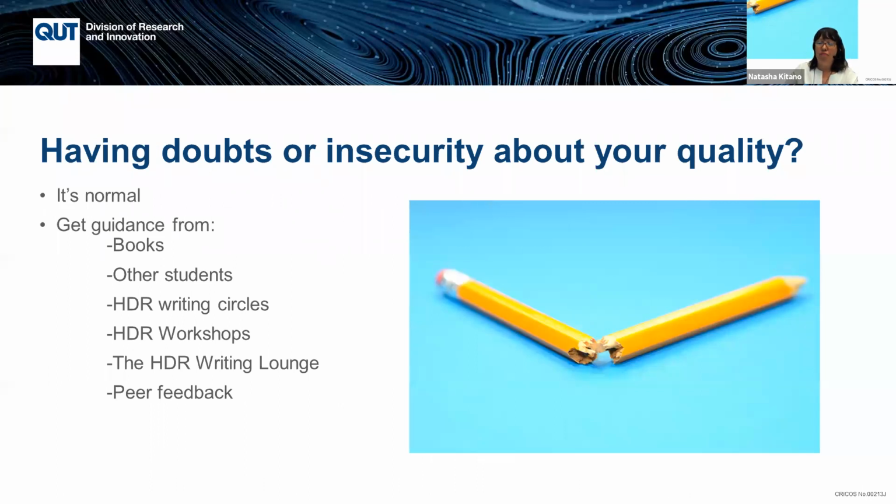Sometimes, especially if you're a new researcher, you may feel insecure about your work. It's normal to need a lot of guidance through the initial stages of your project. Your supervisor is a valuable source of information and feedback that will help you improve. Please also draw on other sources to improve the quality of your work. So you can get guidance from books, from each other, like you're doing here today, from the writing circles we have, the workshops that we have, the lounge that I've been talking about, and also peer feedback sessions.